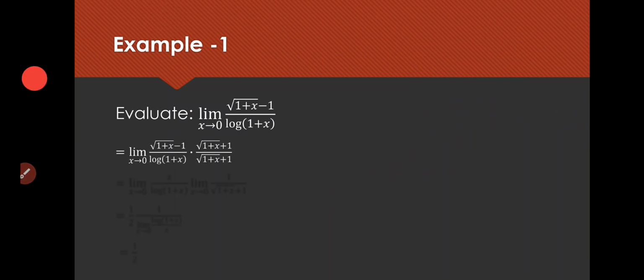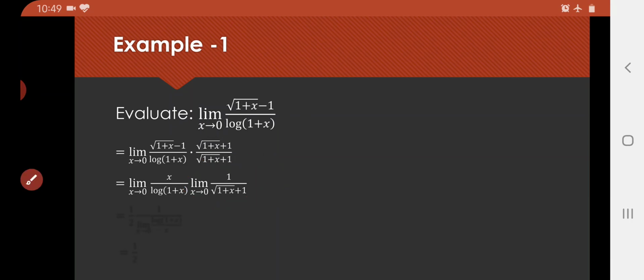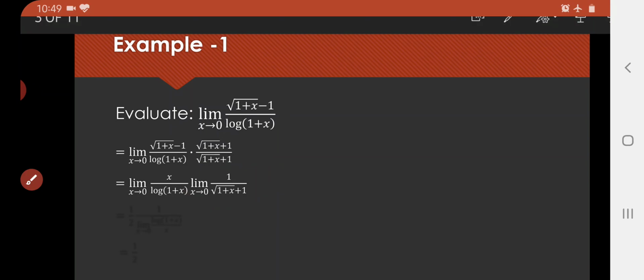So let me first do the rationalization. Multiplying by root over (1 plus x) plus 1, the numerator becomes 1 plus x minus 1, which gives you only x. Then we can separate out two limits: limit x tends to 0, 1 by (root over 1 plus x plus 1), and x by log of (1 plus x). In the first one, I can directly put the value of x as 0, and it gives you half. Let me keep it outside the limit. And this x, I can take down, and it becomes log of (1 plus x) by x.